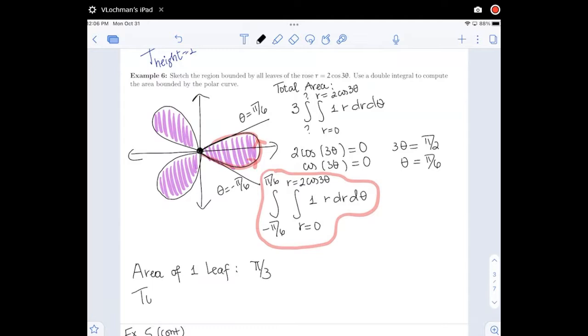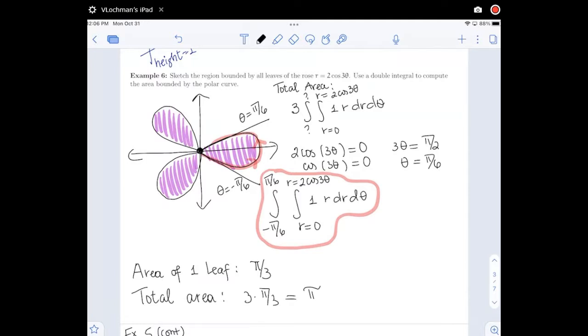Then the total area is just triple of that, right? 3 times pi over 3. So that's pi. It's also the total volume under z equal to 1 over this piece, right? Okay. But then area and volume will take the same value, right?